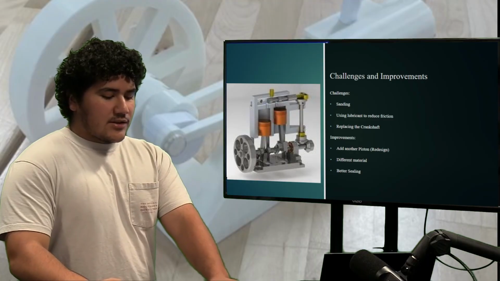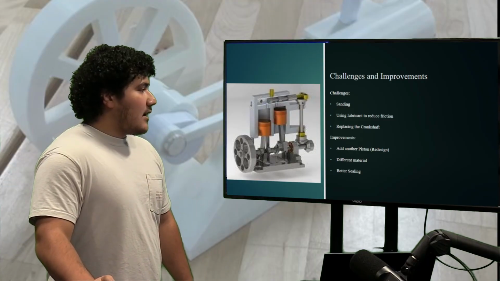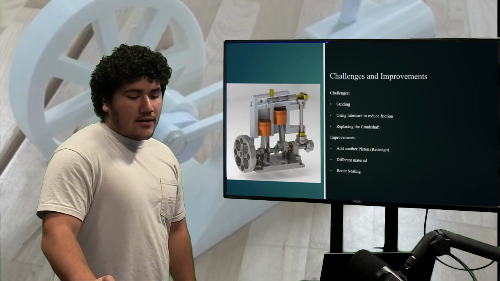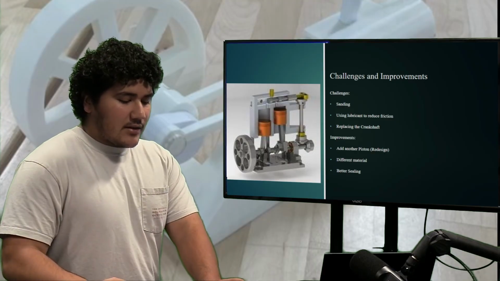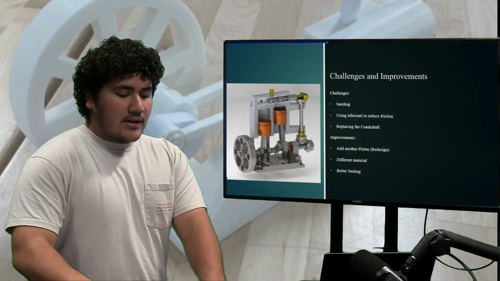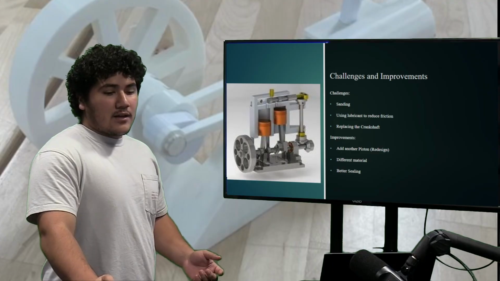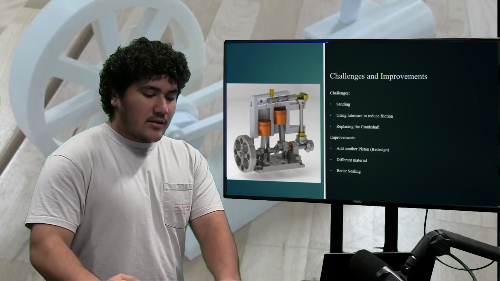Another way was using a different material that has less friction. We researched and I found that nylon was a lot better than what we used on here, which was PLA filament, because nylon is a lot smoother and a lot more durable than PLA.